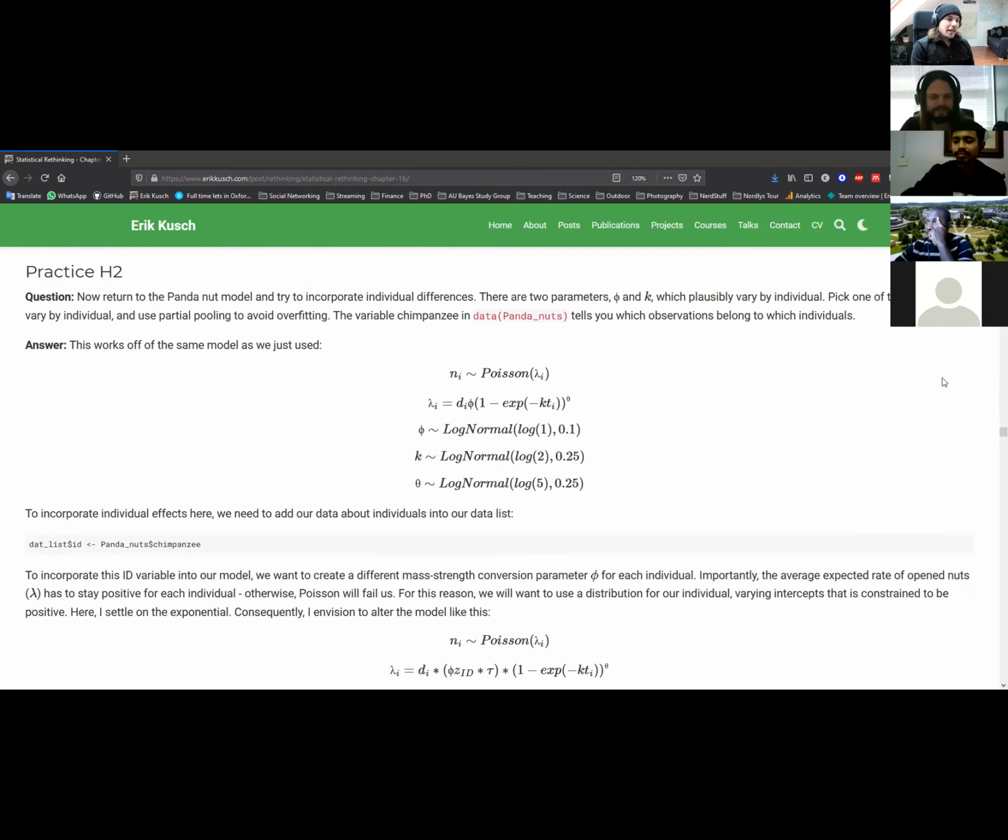Moving on to practice question H2, we are again with the panda nut model, and now we incorporate individual differences. We've got two parameters, phi, which is the scaling parameter between mass and strength, and k, which is the density, which can both plausibly vary by individual. An individual can really gain something from being heavy in terms of strength. An individual can also be more dense than another, and I mean that both in the physical as well as the mental sense. We are supposed to pick one of these and allow that to vary by individual and use partial pooling to avoid overfitting.